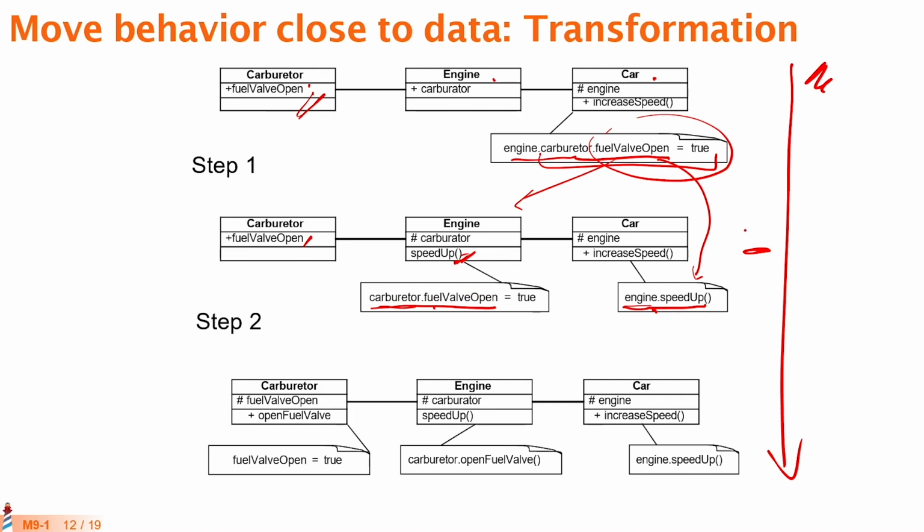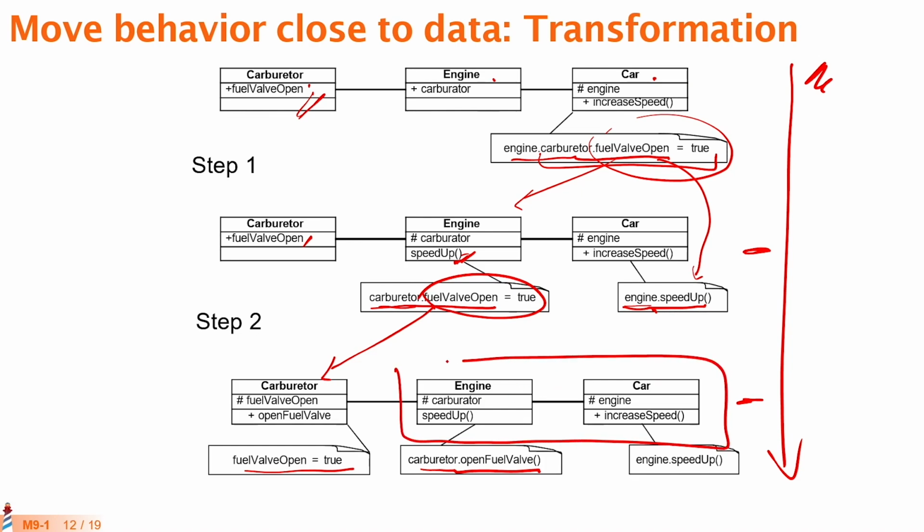So we can also apply this in a second step and hide those details by moving this behavior to the carburetor. So now in the final refactoring, what happens is that the engine will tell the carburetor to open the fuel valve, and then the carburetor can do whatever it wants in its implementation. In this case, it will only set the boolean, the flag, to true. In this final version, the car only has a dependency to the engine, and the engine has a slight dependency to the API of the carburetor.